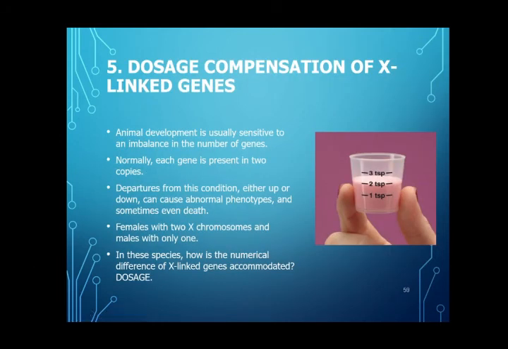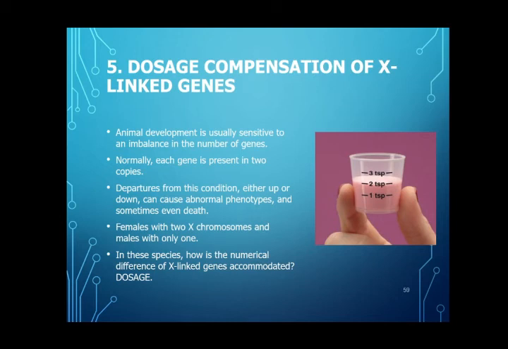Dosage compensation of X-linked genes. Animal development is usually sensitive to an imbalance in the number of genes. Normally, each gene is present in 2 copies. Departures from this condition, either up or down, can cause abnormal phenotypes, sometimes even death.